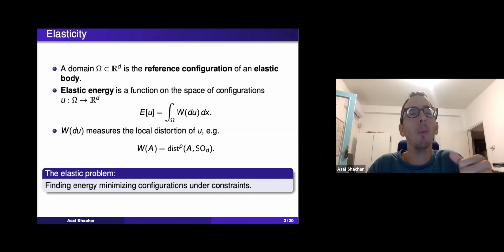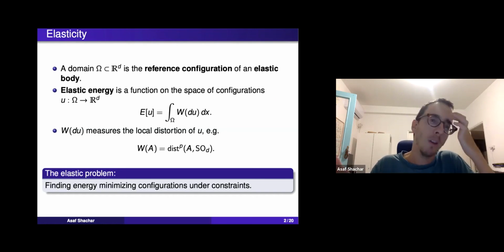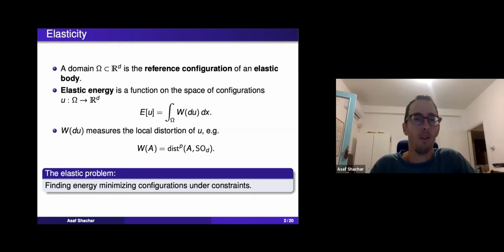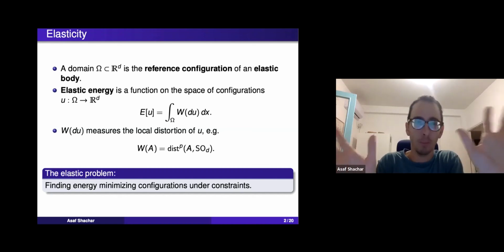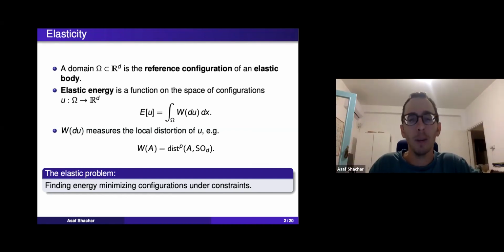In this framework, the elastic problem is to find energy minimizing configurations under constraints. The constraints are important, because if I do not put any constraint, I can just take the inclusion map, the identity map from omega into R^d. It will be an isometric immersion and will have 0 energy, so it's a trivial problem. But once I put non-trivial constraints, let's say on the boundary values of the map or other kinds of constraints, I get a non-trivial problem. So this is classic elasticity, from a certain perspective, anyway.